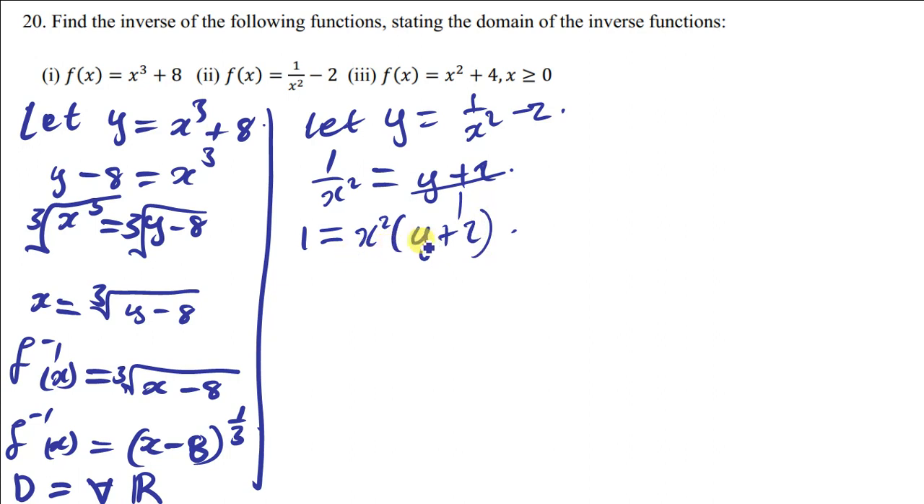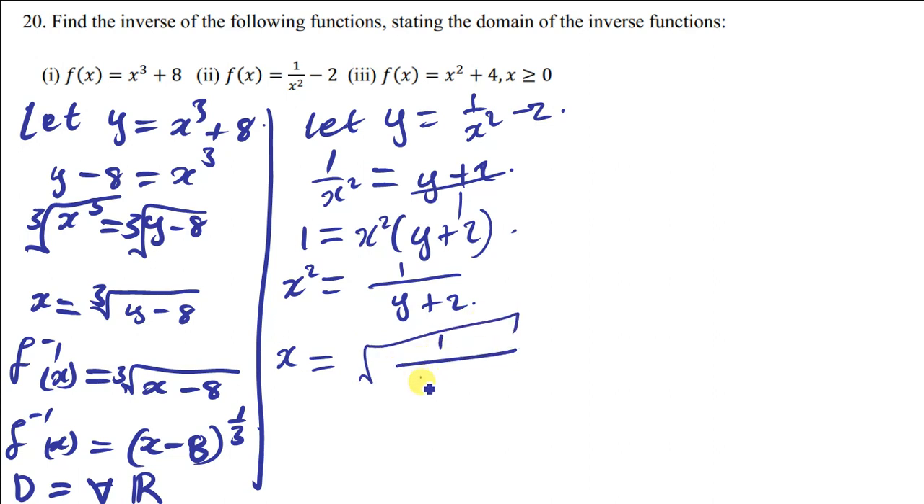Then from there we can now make x the subject of the formula. So making x the subject of the formula, we're going to have x squared is equal to 1 over y plus 2. That is after dividing by y plus 2 on both sides. Then x will therefore be equal to the square root of 1 over y plus 2.